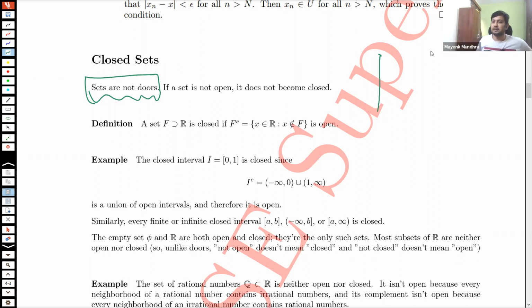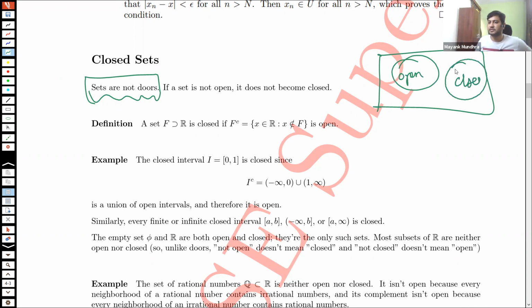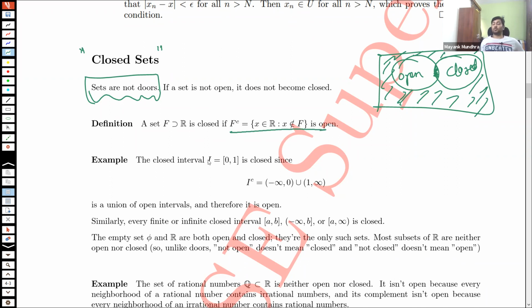Okay, so in the set of all sets, if this is the set of open sets, and this is the set of closed sets, we'll actually see that there's going to be an intersection also. And this is a whole lot of sets which are neither open nor closed. So let's define closed sets first, then we'll look at what this intersection is, and then we'll look at what these things outside these two sets are. So the definition of a closed set is that a set is closed if its complement is open.